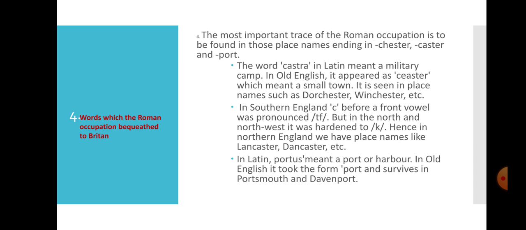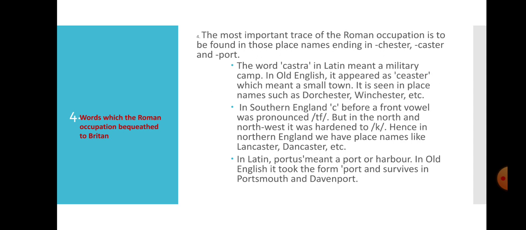In southern England, the sound k before a front vowel was pronounced ch. But in the north and northwest, it was hardened to k. In northern England, we have places like Lancaster, Doncaster, etc. In Latin, portus meant a port or harbour. In Old English, it took the form port and survives in Portsmouth, Devonport, etc. So, the fourth set of words that the Romans bequeathed to Old English or to Britain were words ending with Chester, Castor, Port.